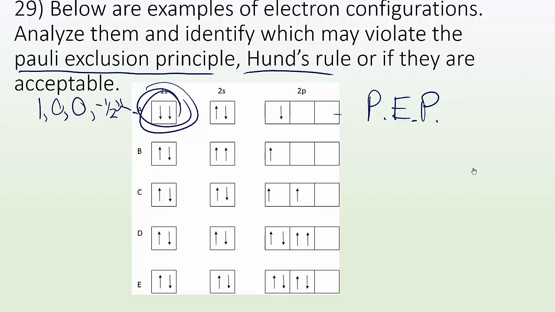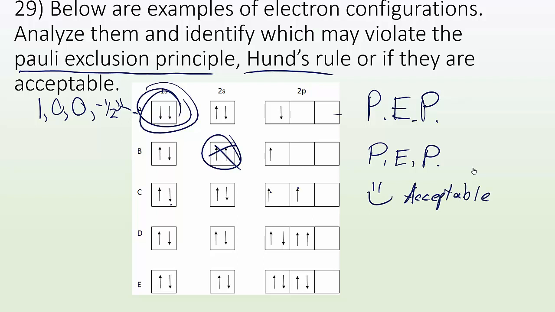All right, next one, let's see. We got 1s, up, down, that's good. 2s, up, up, that's a problem again, and it's the same error. Pauli exclusion principle. They would have the same 4 quantum numbers. Can't have that. C. Let's see, 1s, up, down, that's good. 2s, up, down, that's good. 2p, up, and then up. This is completely acceptable, right? That is a good diagram.